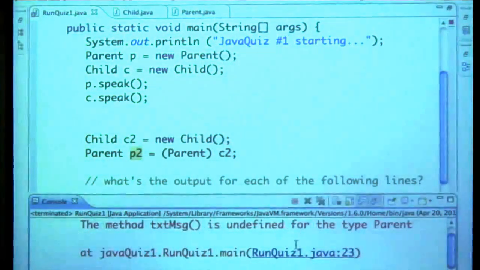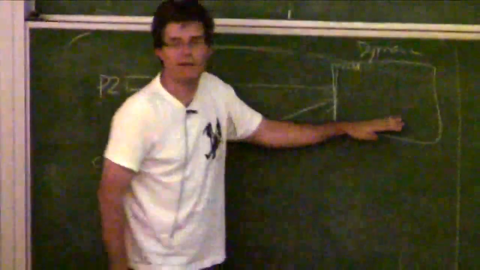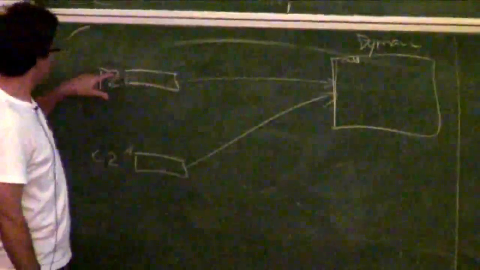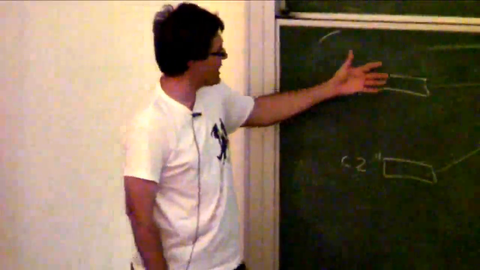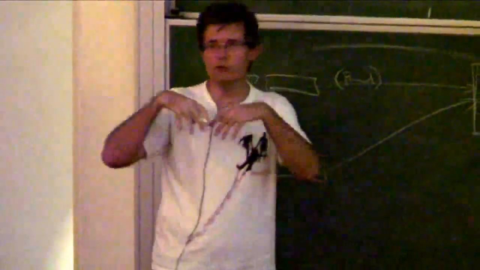Text message is undefined for the type parent. So, although the object we were talking to does have a text message method in it, the pointer that thinks it's pointing to a parent cannot access that. The reference cannot access that. And that makes sense, because once we've cast it to a parent, we've converted it to the parent type.